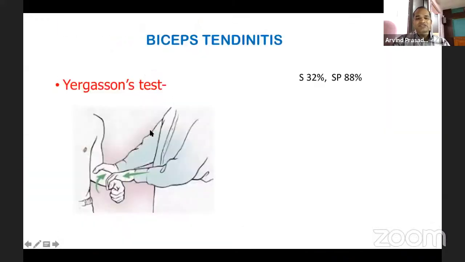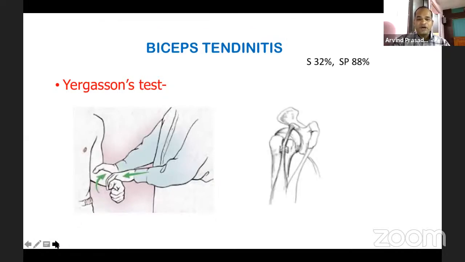The next are the tests for the biceps tendon. The first is tenderness in the bicipital groove. Then the Yergason test, where sensitivity is low but specificity is very high. In this test, the arm is at the side of the body with the elbow at 90 degrees of flexion, and the patient's arm is held by the examiner in the pronated position. Then the patient is asked to supinate the forearm.